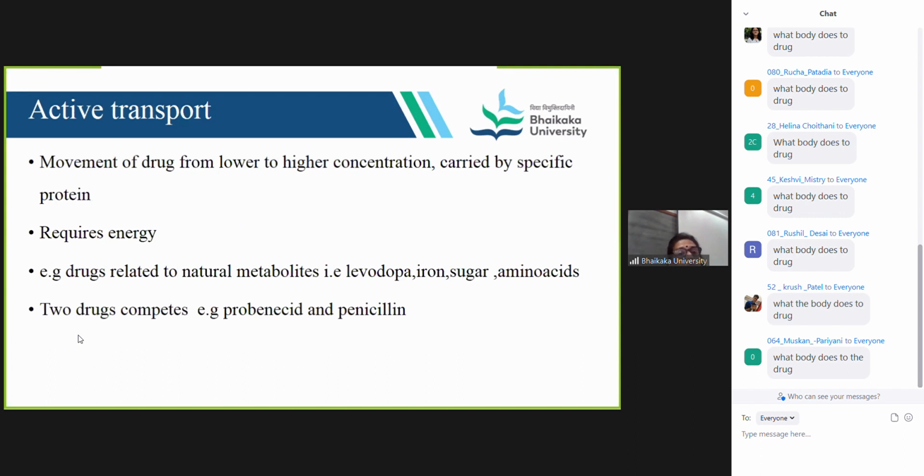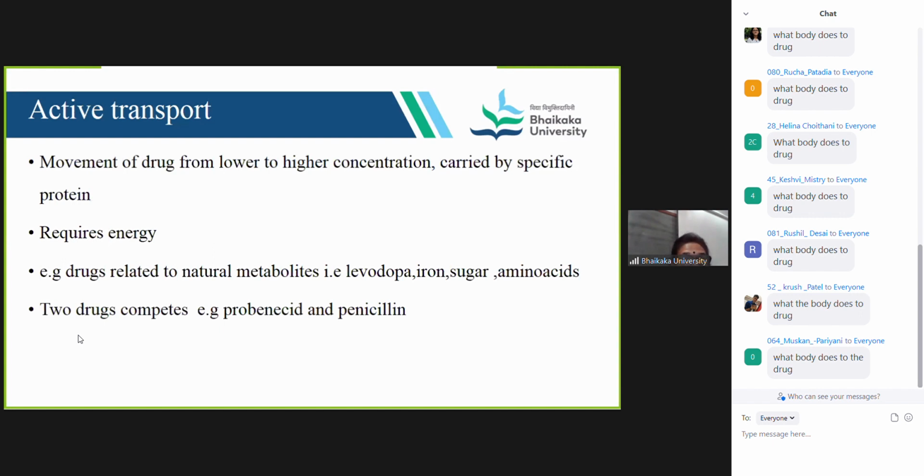Active transport means the movement of drug from lower to higher concentrations, using a specific protein. I told you there are certain proteins which act as a carrier. What are the clinical implications? If two drugs have to be given in a particular condition, then they compete with each other via this mechanism.